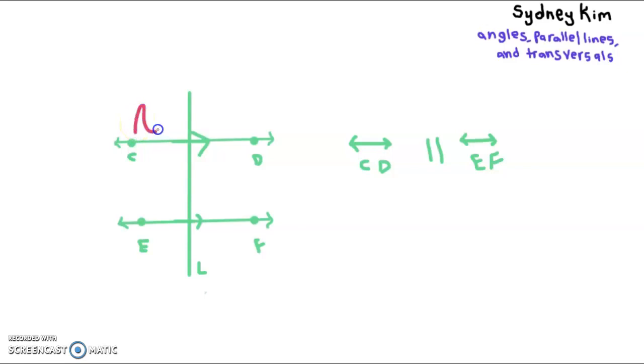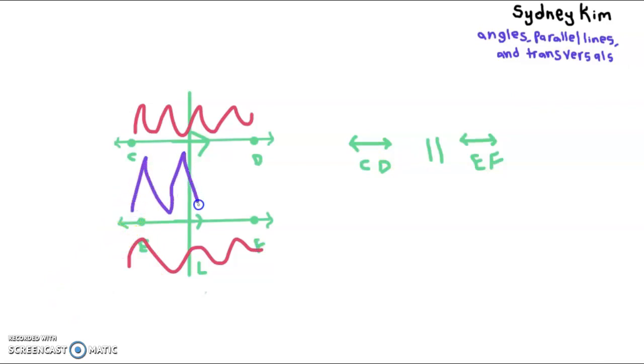The angles located here are exterior angles because they are located outside of the parallel lines, while the angles located inside here are interior angles because they are located inside of the parallel lines. Keeping this in mind, know that all alternate exterior angles are congruent and all alternate interior angles are congruent.